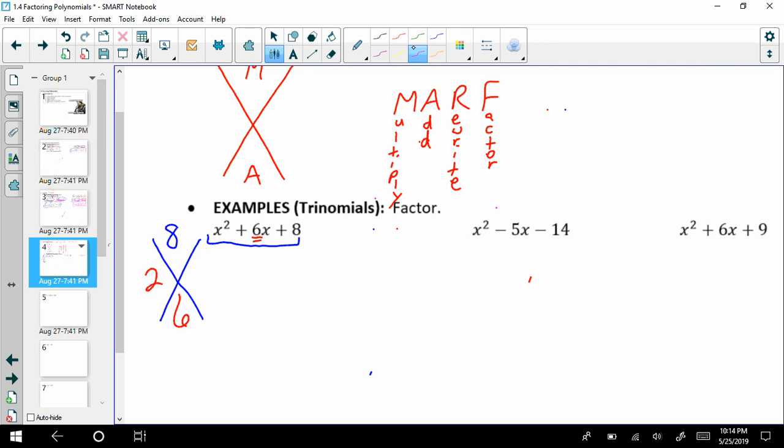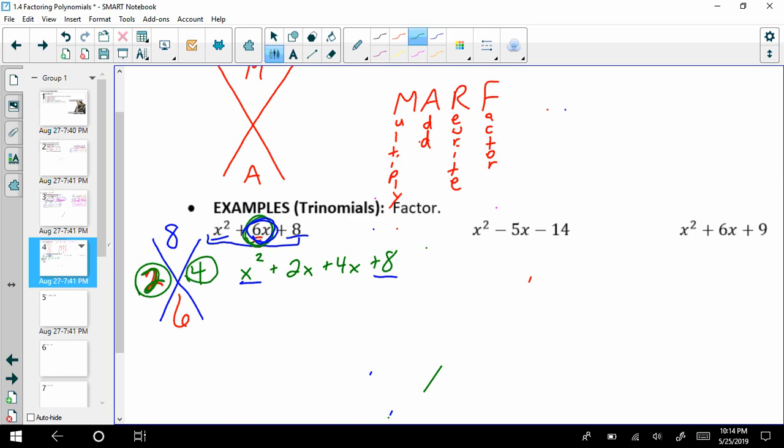Hopefully you think, oh, 2 and 4. Or you can, the order doesn't matter, 4 and 2 or 2 and 4. So all we do now is we are going to rewrite this. So I'm going to replace this middle term with the two numbers that I just found, 2x and 4x. Notice the front and the last stay the same. I have just rewritten the middle with the two numbers I found.